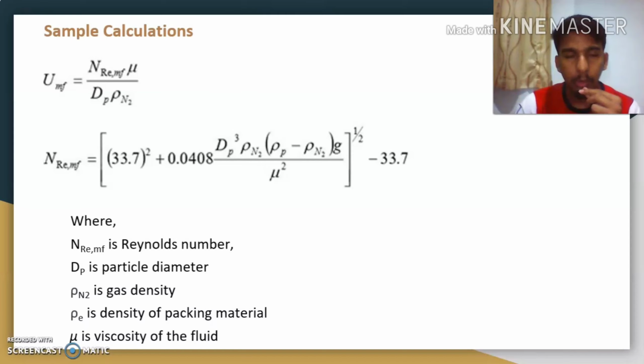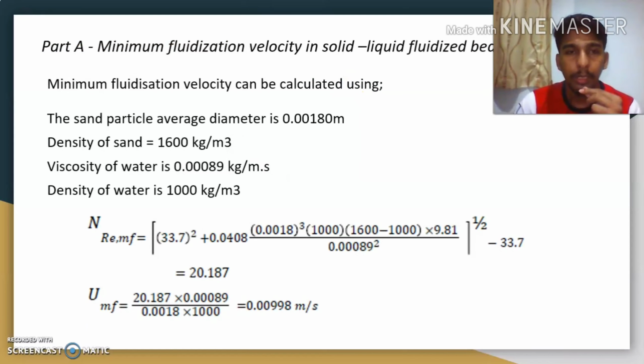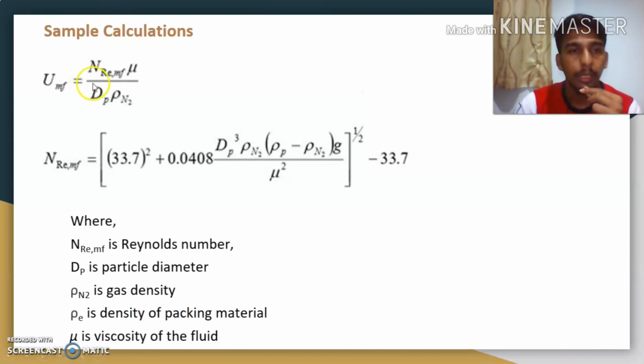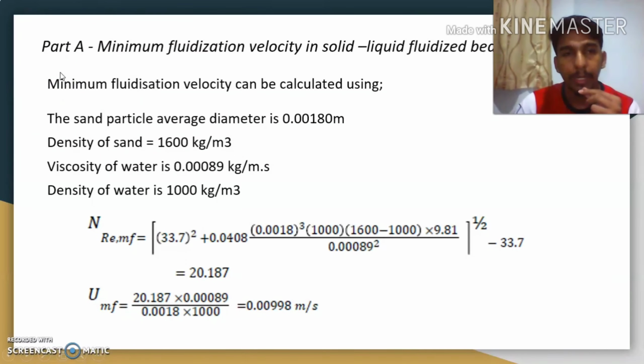So basically it's the point where all the particles become suspended. In order for us to calculate that, we need to find the Reynolds number, and we need to use the Reynolds number in this equation, so that we can find the minimum fluidization velocity. So this is for part A, the minimum fluidization velocity in the solid liquid fluidized bed system.